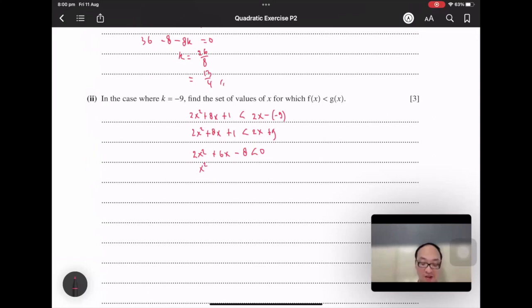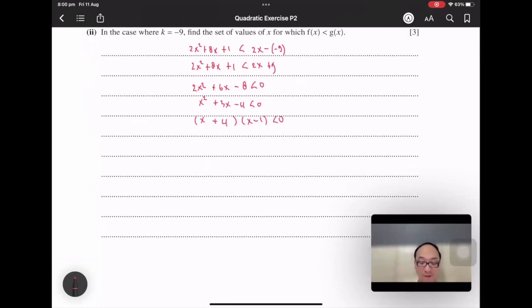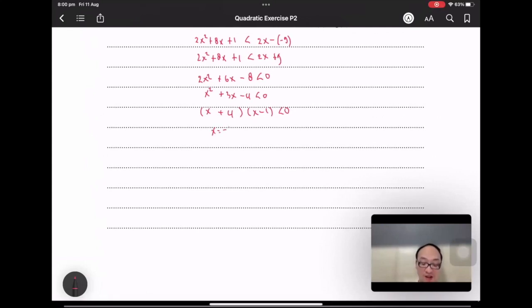I simplify, dividing by 2. So x squared plus 3x minus 4, which is (x plus 4)(x minus 1). From here, we have x equals negative 4 or x equals 1. Then using the number line, with negative 4 and 1, the regions will be plus, minus, plus. Smaller than 0 means the negative, so we take the middle region. So x should be between negative 4 and 1.